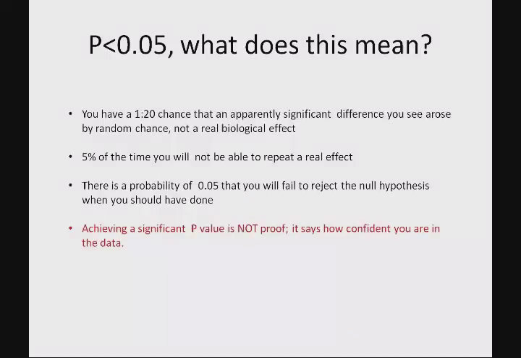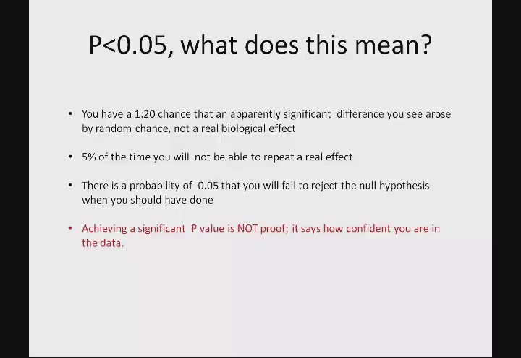So, p is less than 0.05. What does this actually mean? It has a number of meanings, and you should be familiar with it in your own mind. You should also be familiar with and be able to articulate what it doesn't mean. So it can mean that you have a 1 in 20 chance that an apparently significant difference that you see arose by random chance and is not a real biological effect.